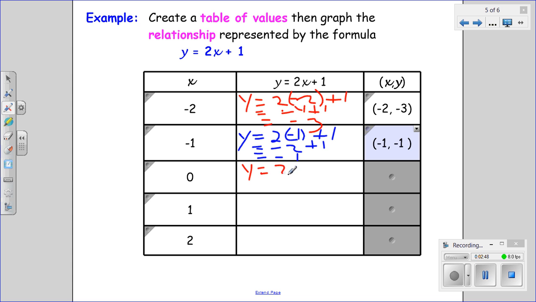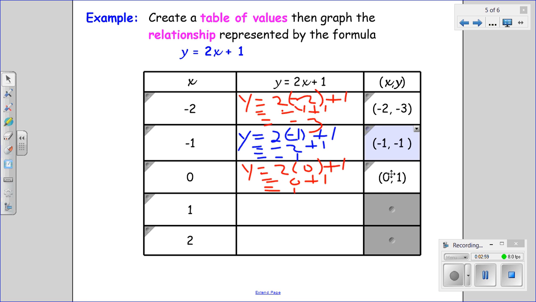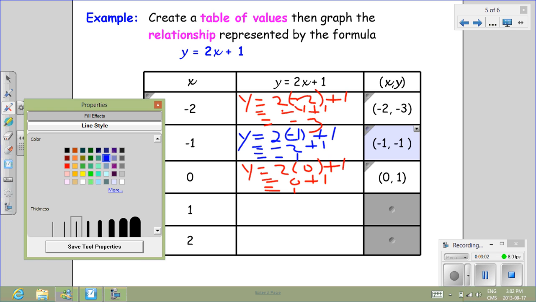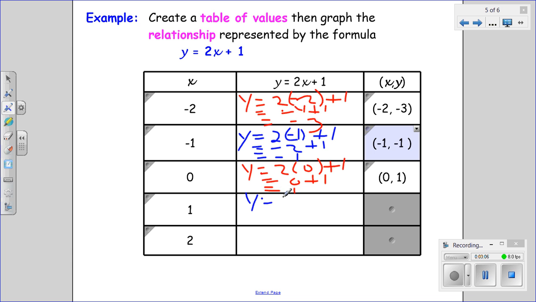Now we're going to try it for x is 0. We put in our 0 for the x. Anything times 0 is 0. We have 0 plus 1, which is 1, and the ordered pair is 0 for x and 1 for y. When x is 1, we're going to put in a 2 and then our bracket for our x value, and we're going to put 1 in the brackets. We multiply before we add, and we have 2 plus 1 is 3.